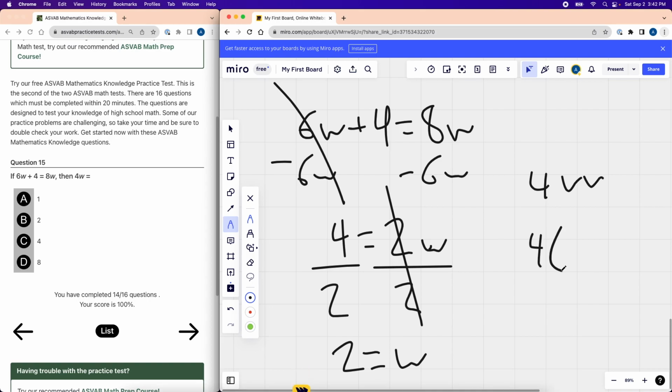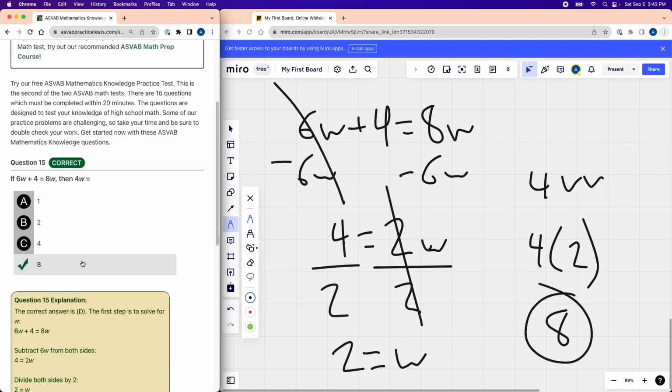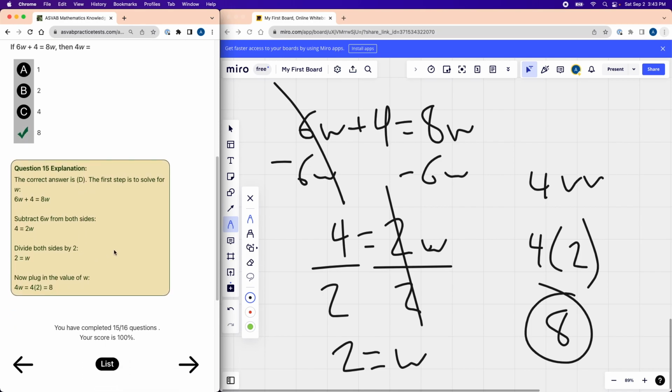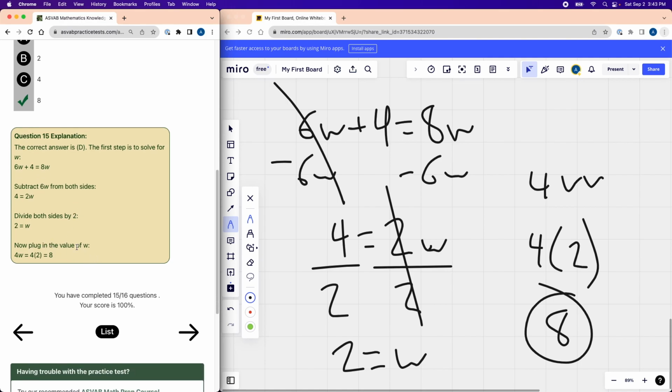So what is 4 times 2? And that's just going to be equal to 8 there. All right, so our final answer is 8, which happens to be D. If we select that, we see that as the correct answer. And yeah, the first step is to just solve for w, just like we did. And then you plug it back into the original equation that you want to solve for.